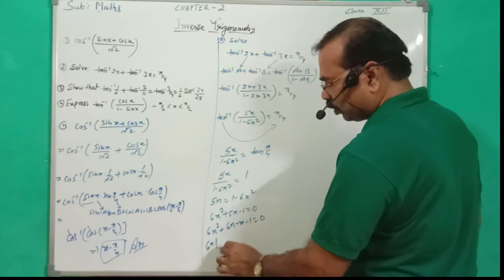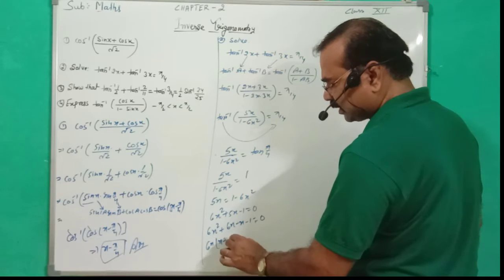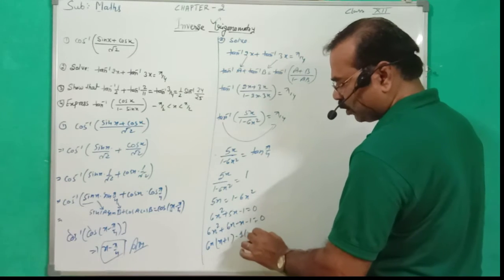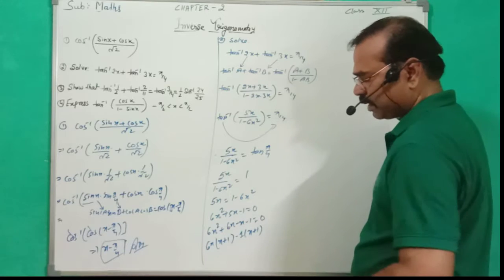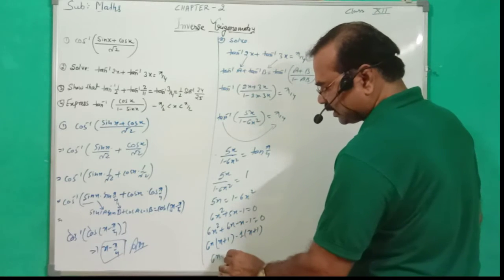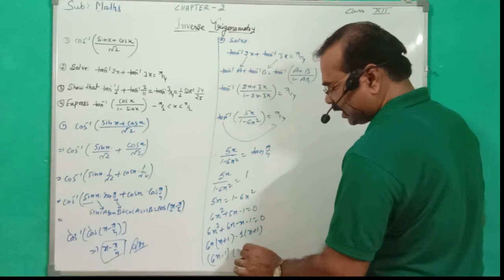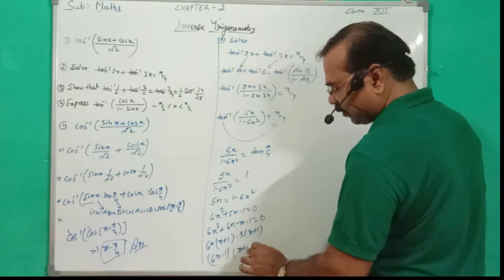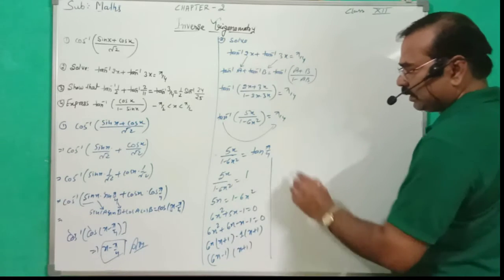So we can take 6 common, then x + 1 here, and we are taking the common minus 1. Here is also 6 + 1. Now next one is 6x − 1, and here is x + 1. So we can solve for those values.